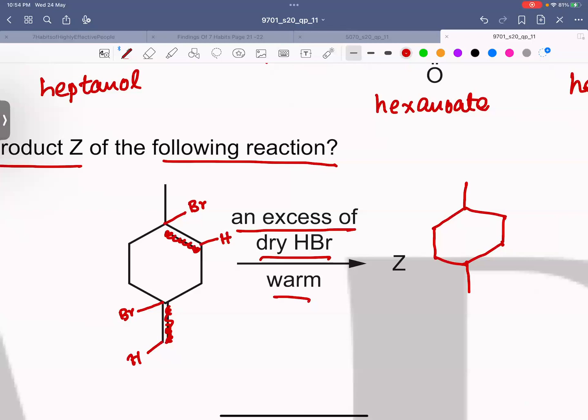there is one Br over here and one Br over here. So it goes the same way, and this makes C and D wrong.